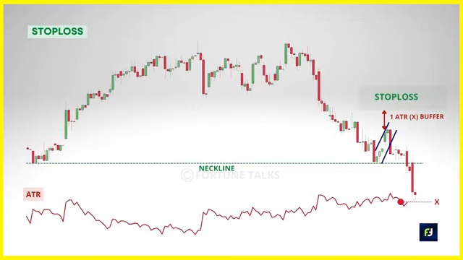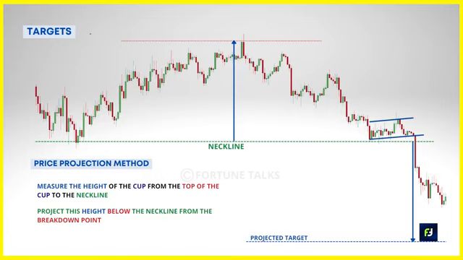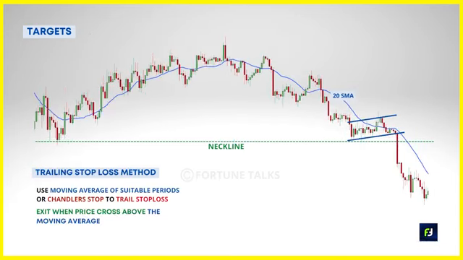Now the stop loss can be placed with a 1 ATR buffer above the handle of the pattern. And finally, the target can be set equal to the height of the inverted cup from the neckline to the top of the cup and projected below the neckline from the breakout point. Yet another way is to ride the whole trend using a trailing stop loss method using moving averages and exit only when the price moves above the average.